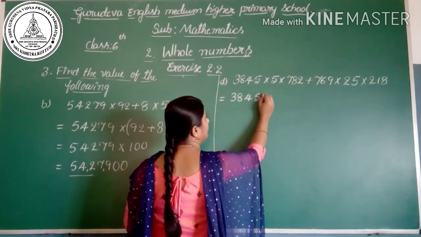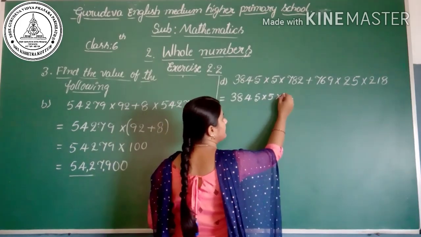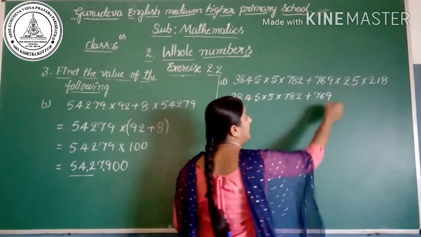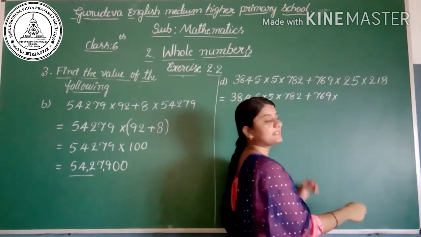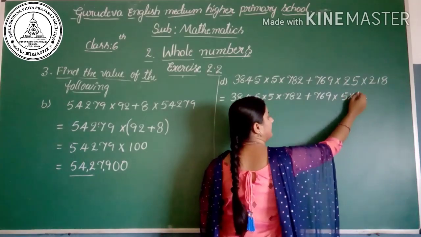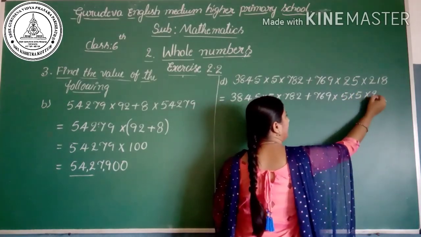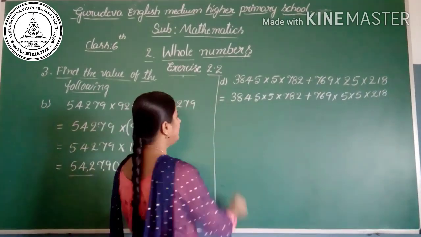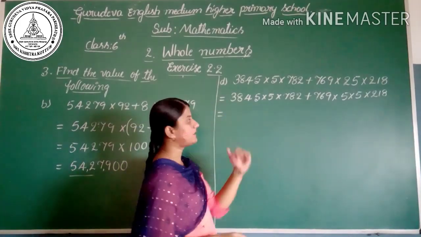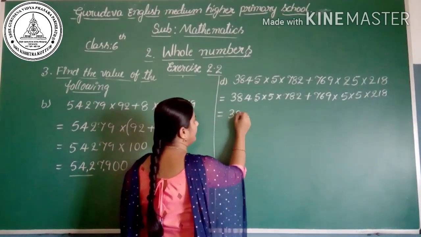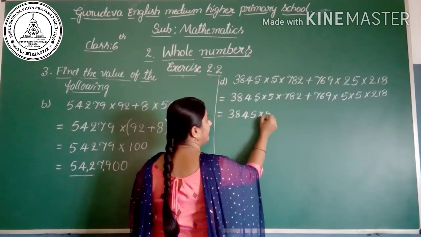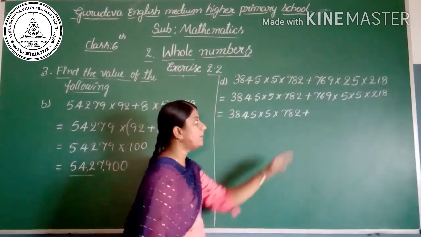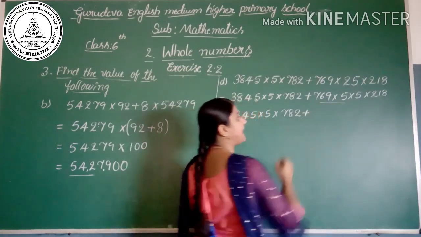3,845 into 5 into 782 plus 769. Then now 25 I will write it as 5 into 5, into 280. Okay. Then next, see here. Next write 3,845 into 5 into 782 as it is. Then next multiply here 769 into 5.